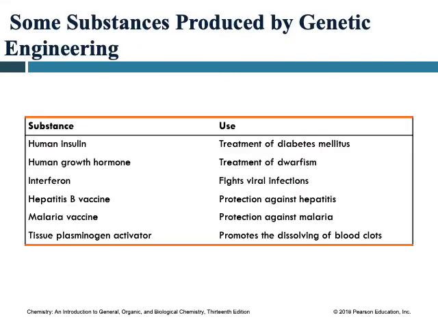So this recombinant DNA technology is normally used to produce important medicines like human insulin, human growth hormone, and malaria vaccine, right? These have different uses: protection against malaria, human growth hormone for treatment of dwarfism, human insulin for treatment of diabetes, right? So all these substances are made possible through genetic engineering or recombinant DNA technology.